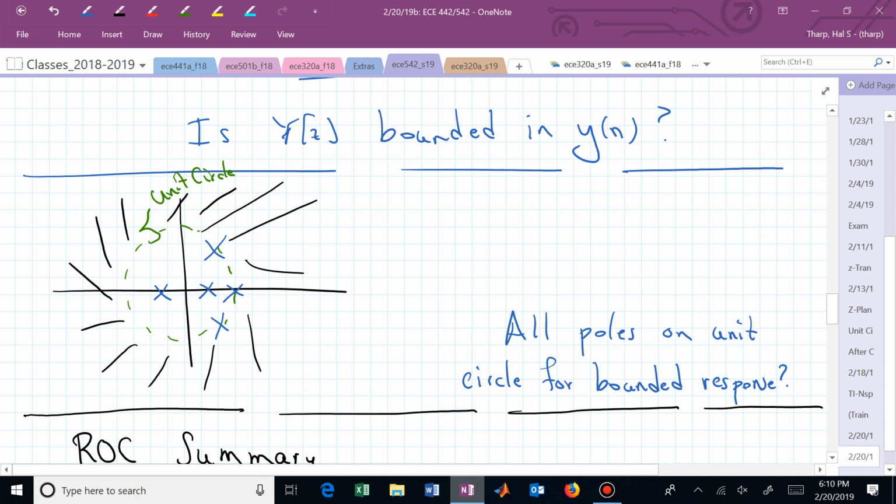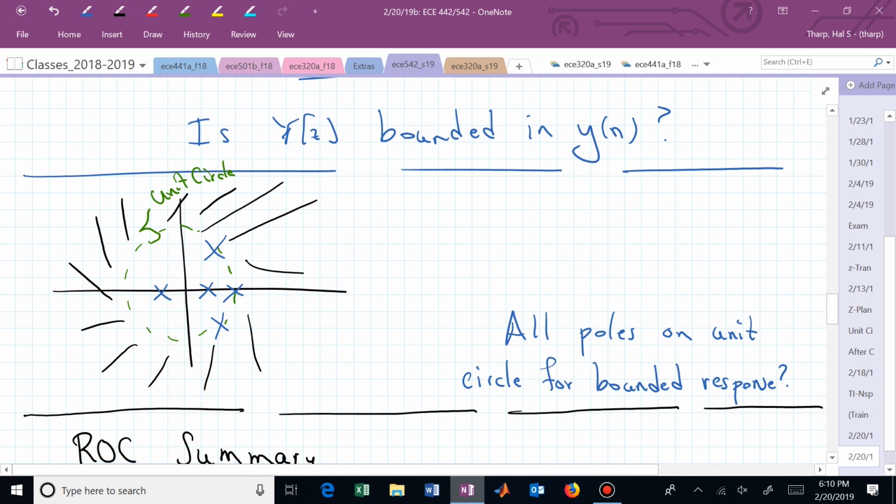Yes, thumbs up. No, thumbs down. We ready to answer? 1, 2, 3. So I see some ups, I see some downs. I forgot what I asked for up and down. I see some sideways. Up means, what did I say up meant? That yes, you have to have all poles on the unit circle for a bounded response.